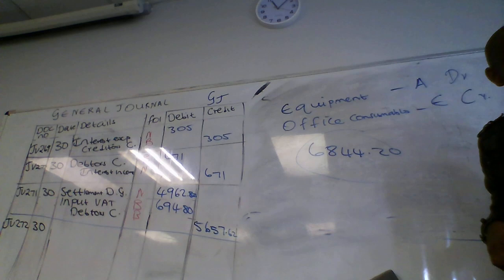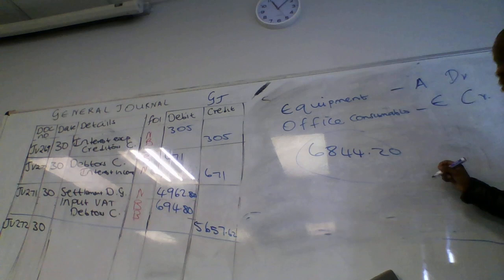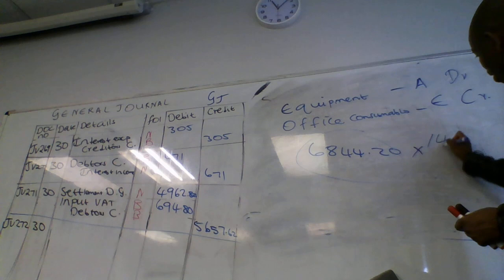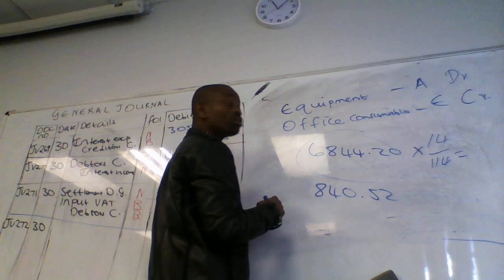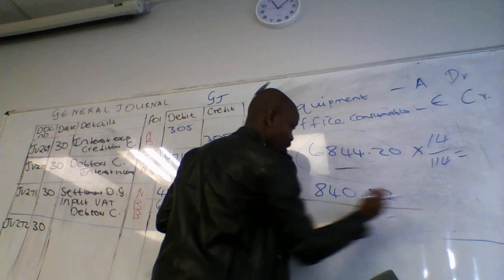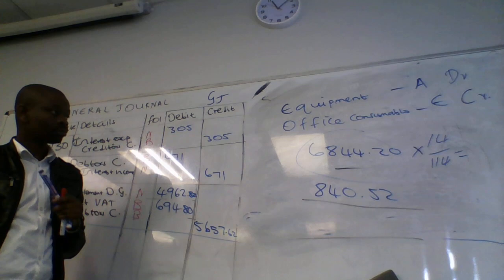Help me. I don't know. 8,480. That is the VAT. Yeah, this is the VAT. Okay, so times 14 over. You got 8,480.52. And then you say this amount minus this amount, how much do you get? Remember there are other ways of finding it, okay?